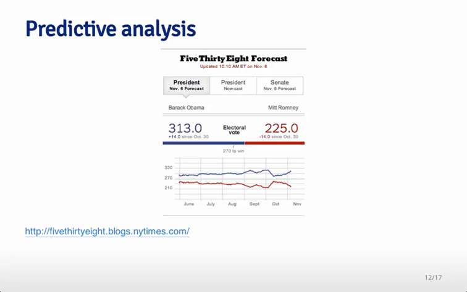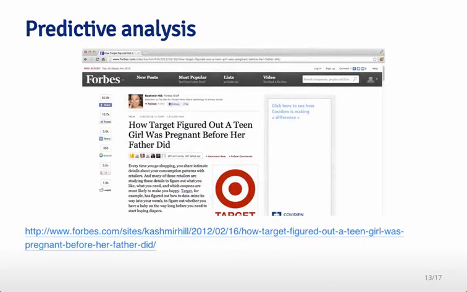So here's an example of a predictive analysis. Nate Silver is one of the data scientists I mentioned earlier, and 538 is his blog where he tries to predict the outcome of U.S. elections. What he does is he takes data from polling and he tries to predict what's going to happen in the next presidential vote. And he was very accurate in doing that in both the 2008 and 2012 elections.